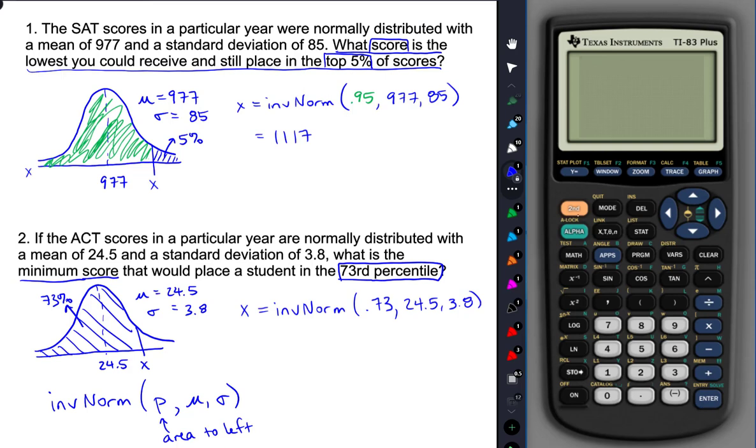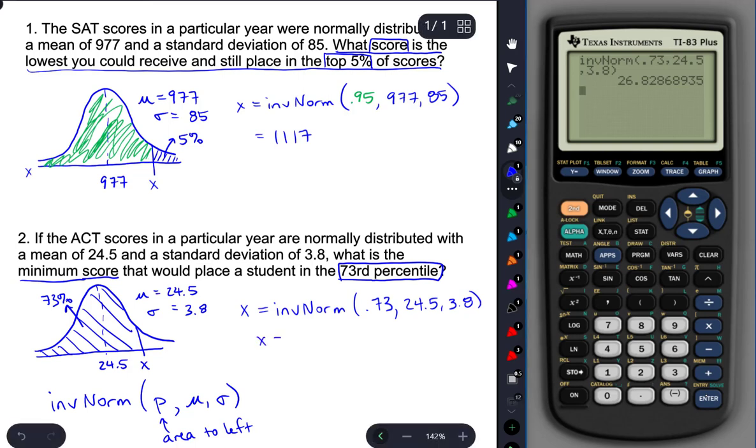Then we'll use the calculator, so second distributions to get to the inverse norm function again, and input our values. So 0.73, 24.5, and 3.8. That gives us our answer of 26.8, and I'm rounding again to match the number of decimals that's available in the mean and standard deviation. And that's how we use the calculator in this section.